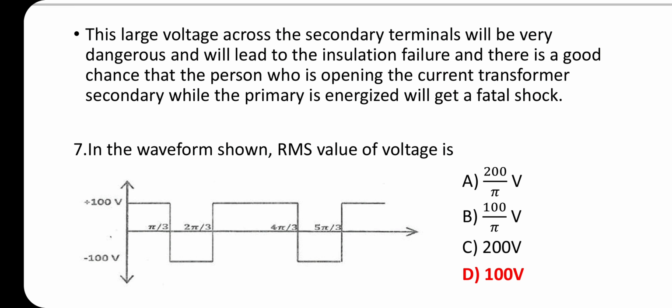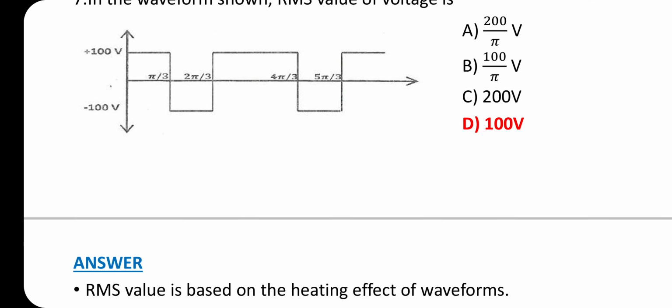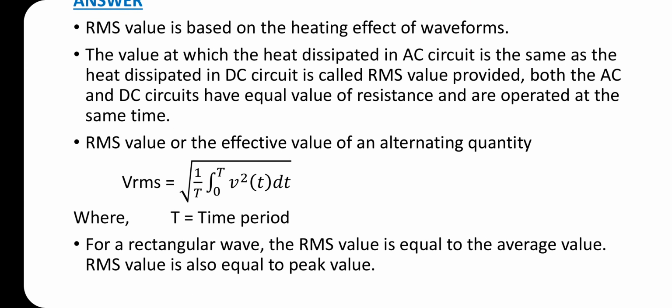Question number 7. In the waveform shown, the RMS value of the voltage is, answer is option D, 100 volt. RMS value is based on the heating effect of waveforms. The value at which the heat dissipated in an AC circuit is the same as the heat dissipated in a DC circuit is called RMS value, provided both the AC and DC circuits have equal value of resistance and are operated at the same time.